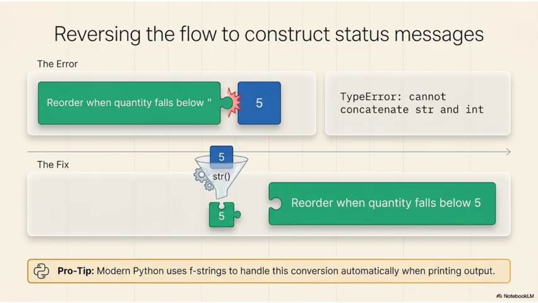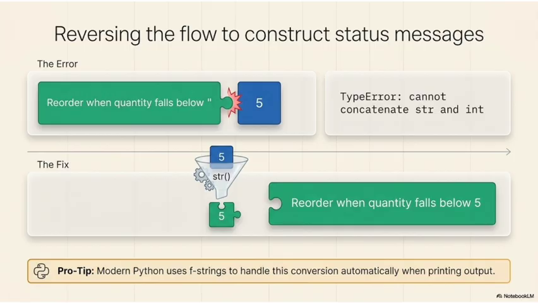Here's the flip side to the conversion problem. Sometimes you need to go the other direction. The error on the left is a classic type error, cannot concatenate str and int. Python is refusing to glue text and a number together directly. The fix is wrapping the integer in the str function, converting it to text so that the concatenation works. The corrected output, reorder when quantity falls below 5, is what a real business status message looks like. A readable sentence your application can display, log, and send as an alert.